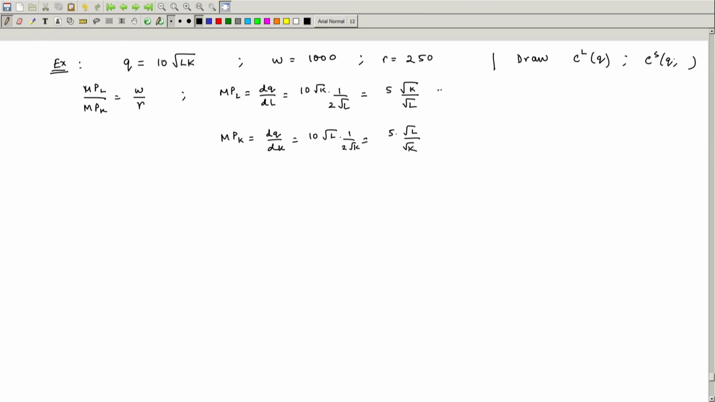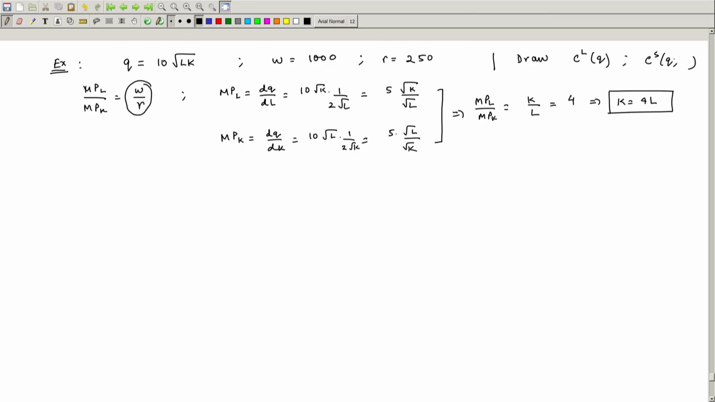which is 5 times root L by root K. This then implies that my MPL by MPK equals 5 root K upon root L divided by 5 root L upon root K. If you do the algebra, this will turn out to be K upon L. So, you will find that this is K upon L, and this must be equal to W upon R as per the tangency condition, which is 1000 divided by 250, which is equal to 4. So, that gives me the condition K equals 4L.